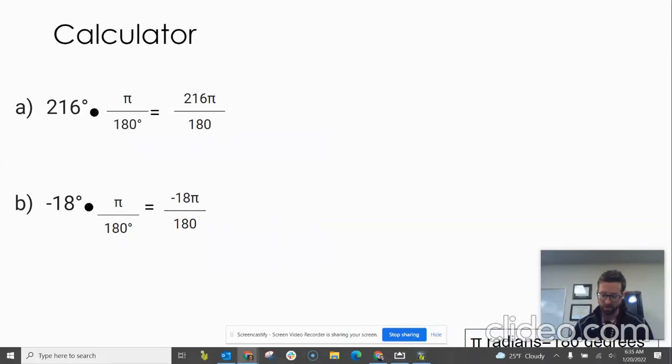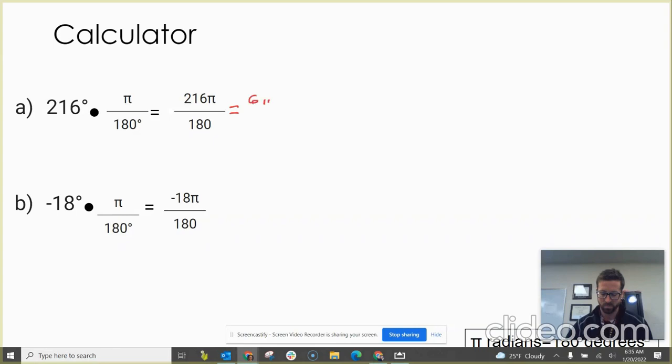So as I showed with the calculator a second ago, 6 pi over 5 would be your final answer. That fraction in the calculator simplified to that right there, but then you just put a pi onto it. And then we want to get in the habit of labeling our answer with radians. And this one is negative pi over 10 radians.